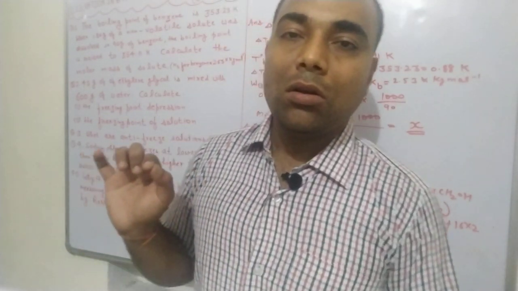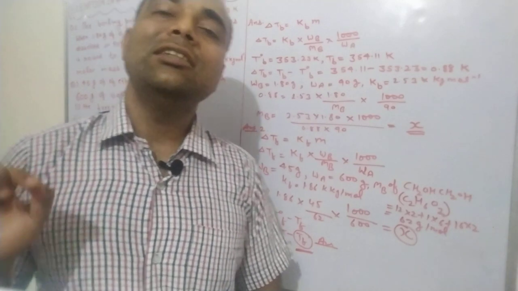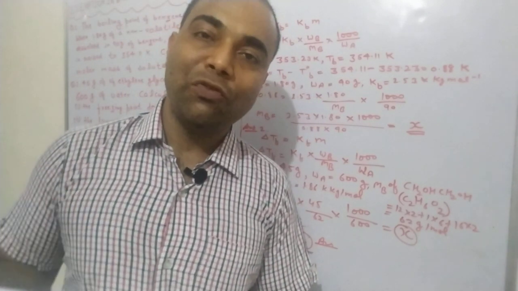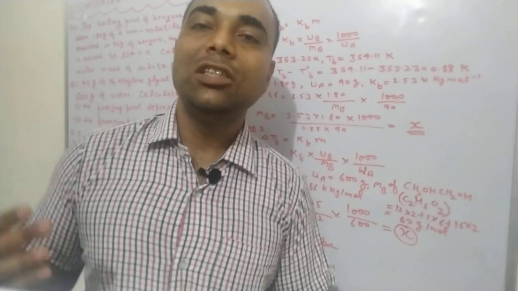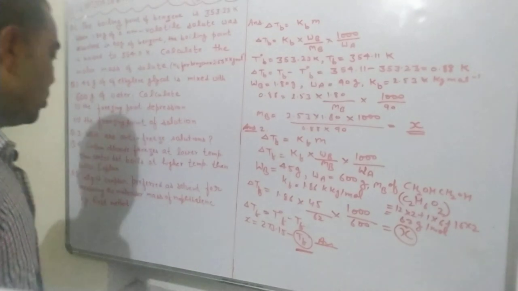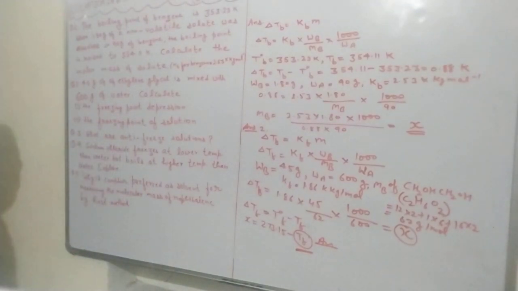That's why ethylene glycol will be used as an anti-freeze solution. Anti means against, so it will avoid any type of freezing and lowers the freezing point. It will help in depression in freezing point. So this is the answer to the third question.